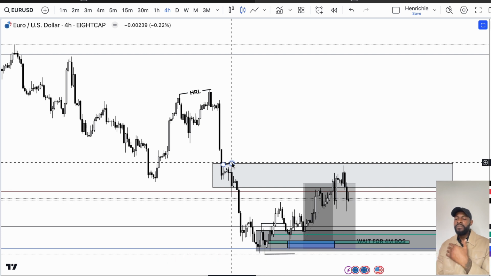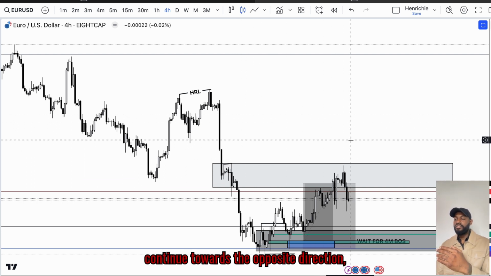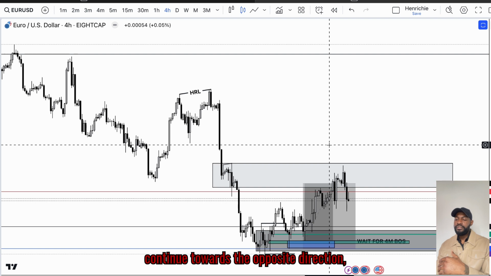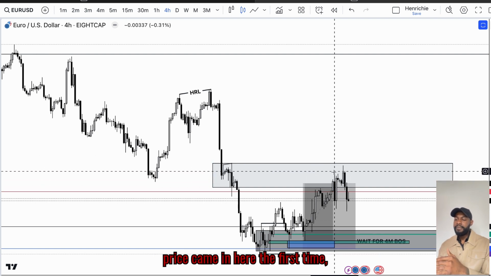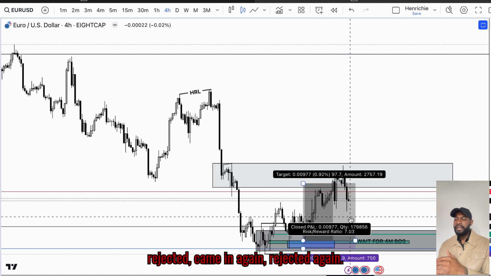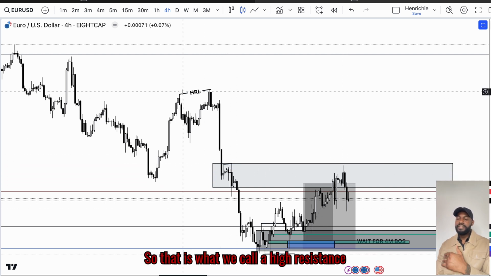Like I explained, when price comes into a high resistance liquidity, there's a high chance to see some level of rejection. Sometimes it doesn't really mean price is going to continue towards the opposite direction. Sometimes it's just going to be a resistance level. Like you can see how price came in here the first time, rejected, came in again, rejected again. So that is what we call a high resistance liquidity.